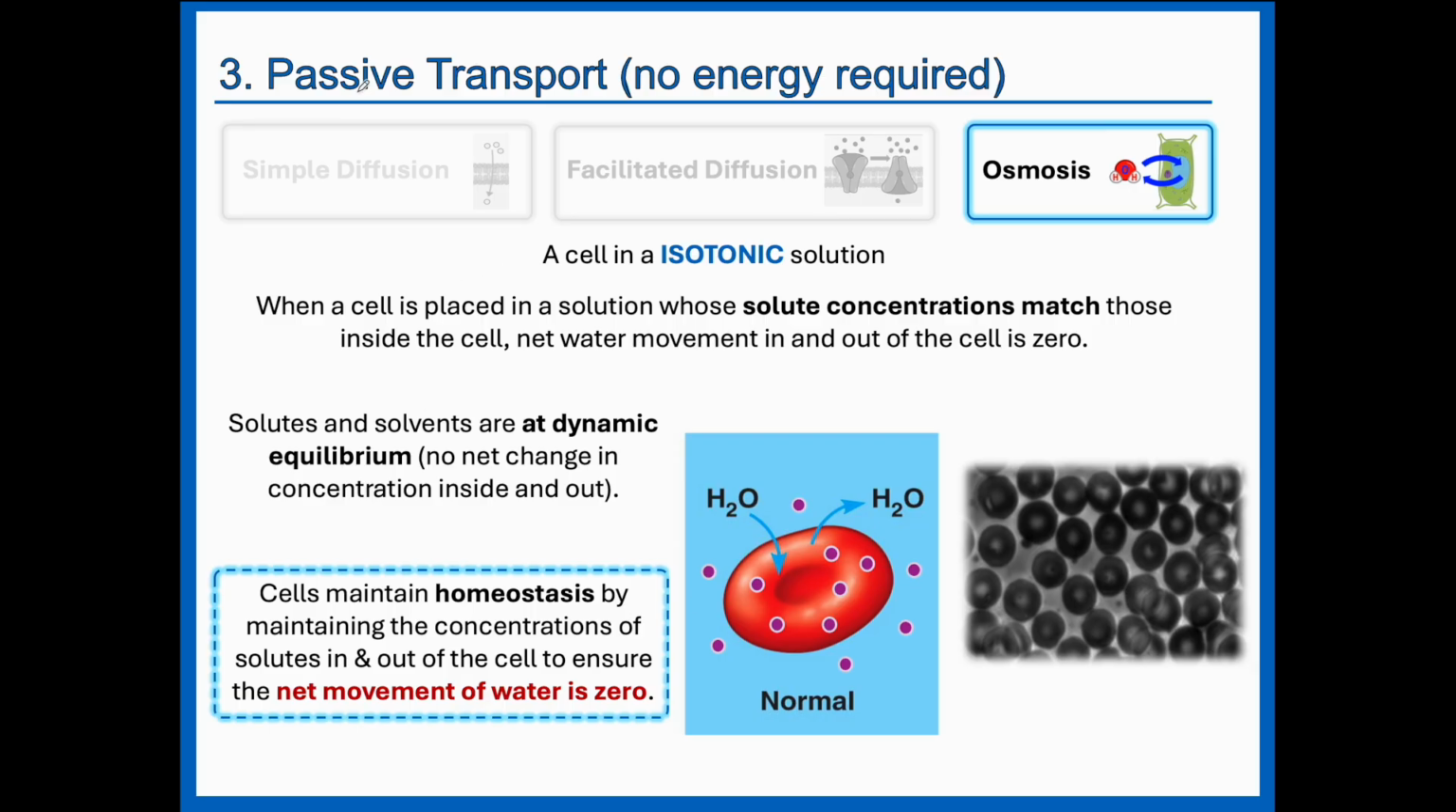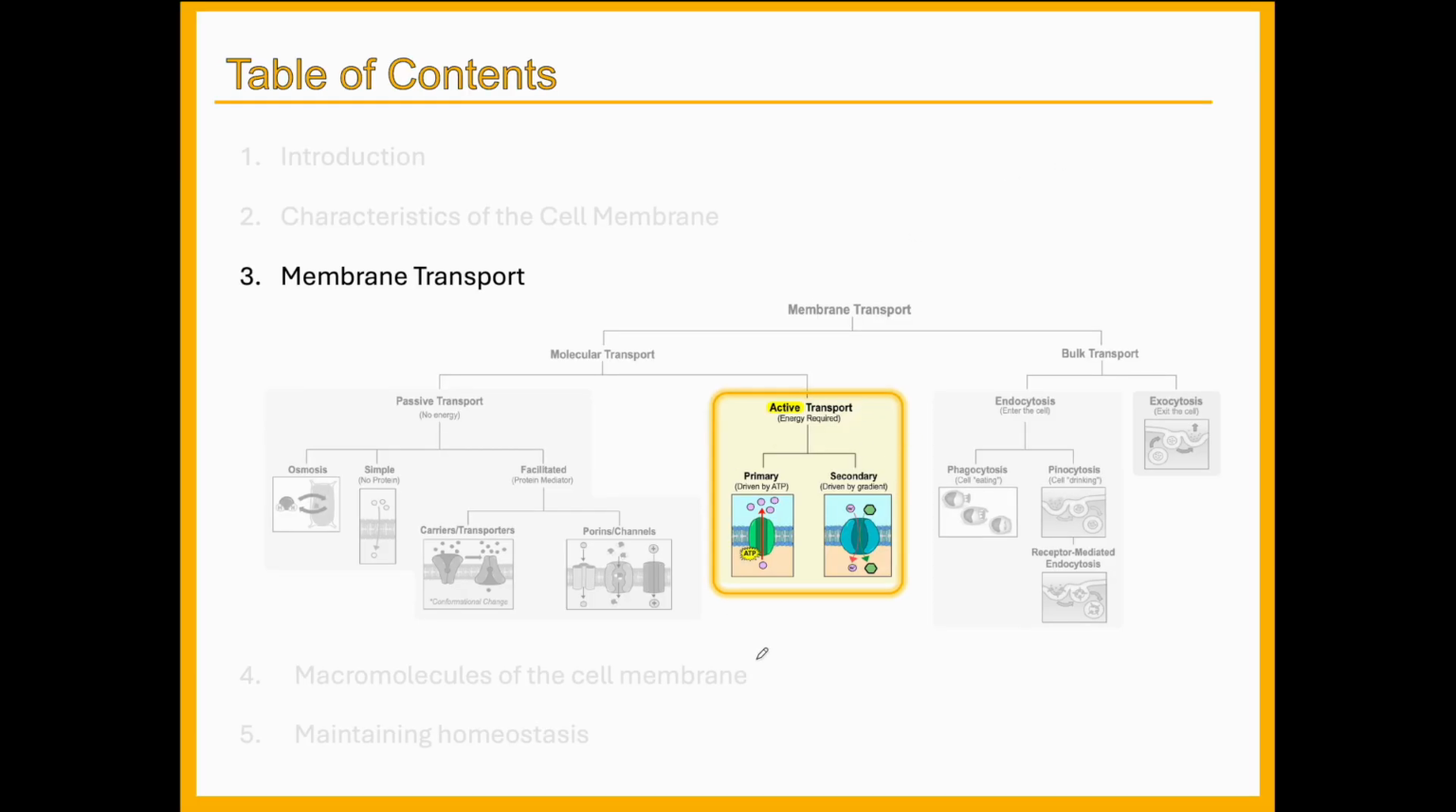Now, just a recap, passive transport, all of these were no energy required, right? In simple diffusion, things simply move down their gradient. In facilitated diffusion, things move down their gradient, but with a facilitator, a helper, bridge. In osmosis, water moved down its gradient, so it didn't need energy. But now we're moving on to active transport. And in this case, energy is required, okay?